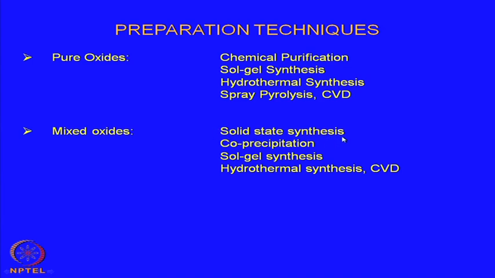One very simple technique is what we call solid state sintering or solid state synthesis. If you want to make, for example, barium titanate, you just take barium oxide in the form of carbonate, barium carbonate, and then mix it with titanium dioxide and heat it to high temperature. At a high temperature there is a chemical reaction between barium oxide and titanium dioxide, and you get a second compound in the form of a mixed oxide called barium titanate.